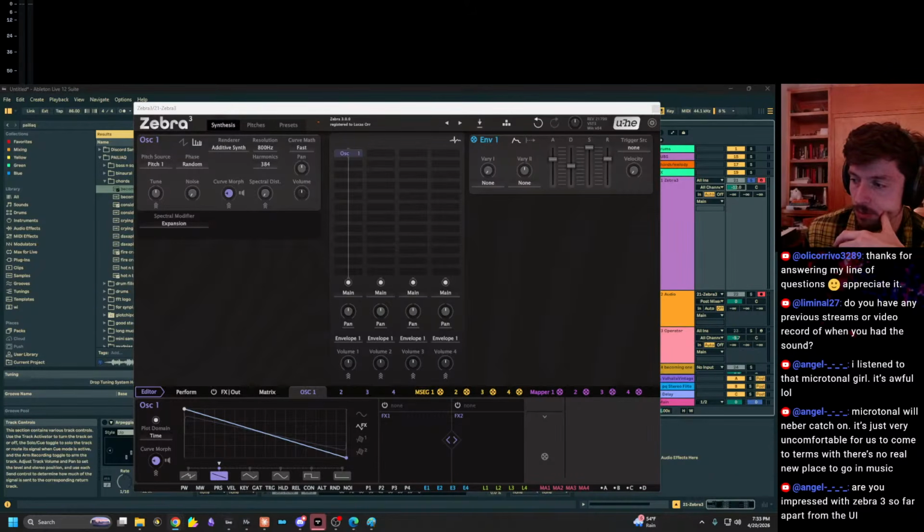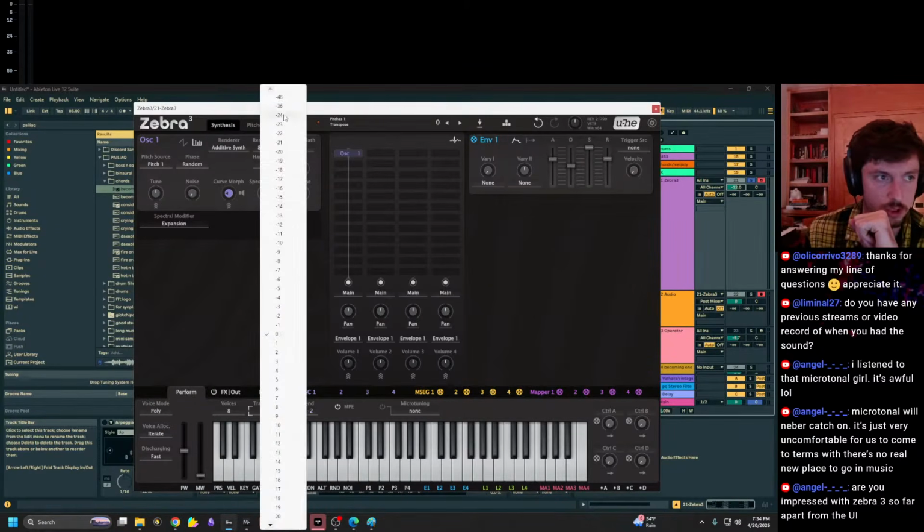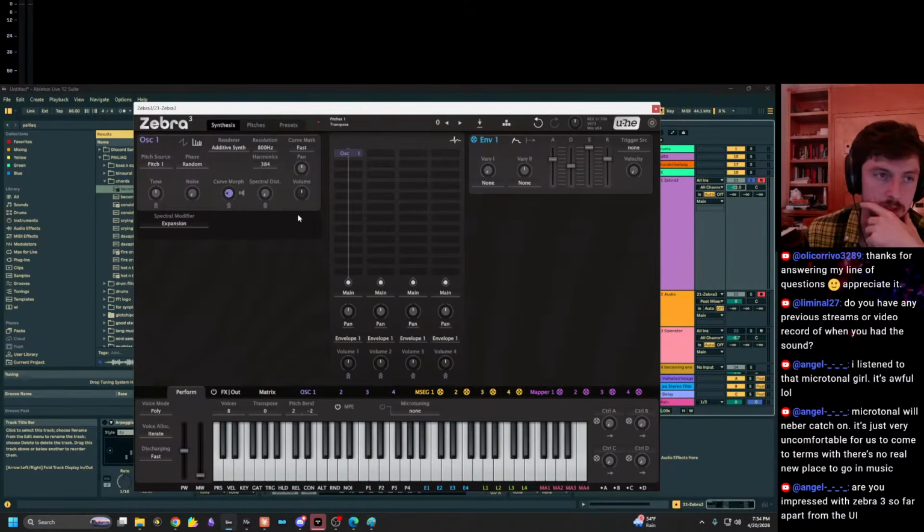Am I impressed with Zebra? I mean, I'm already in love with Zebra 3. I'm pissed about what they did to the UI. They focused way too hard on improving the aesthetic by making it look like other synthesizers, and they didn't actually address the really frustrating things, like random menu diving for when you want to transpose something. It's really frustrating.